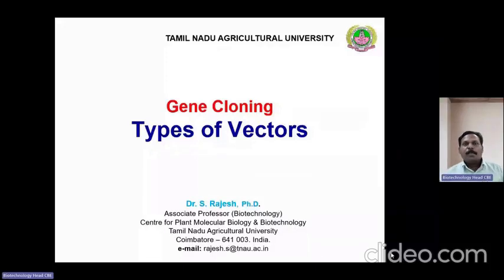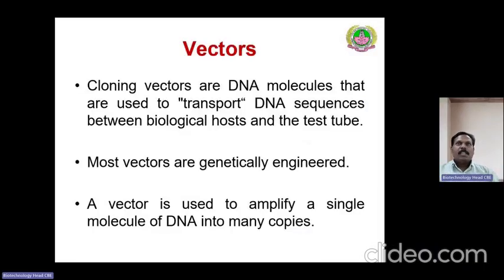Hello everyone. Today we'll be discussing the types of vectors that are used for gene cloning experiments to clone a foreign gene or gene of interest for constructing recombinant DNA molecules. Vectors are basically DNA molecules which are used to transport DNA sequences between the biological host and the in vitro condition, test tubes. These vectors are what are routinely used in plant genetic engineering or genetic engineering laboratories. They are genetically engineered strains, not natural strains, which we use for construction of recombinant DNA molecules.